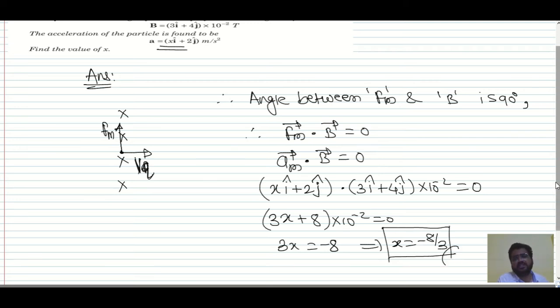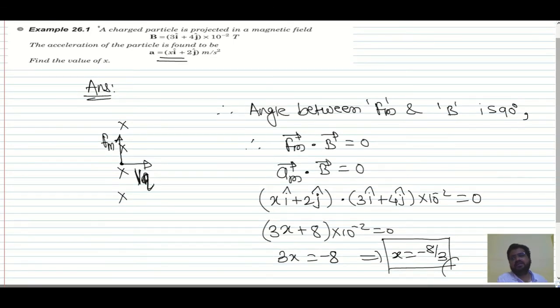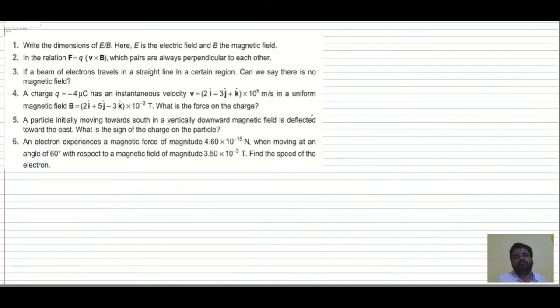So I hope this is clear. Likewise, we have the next problem, and these are some problems that I took. These problems are all very simple. We'll go through them one by one, and within a maximum of 7 to 8 minutes we'll complete this. So the first problem, as you can see: write the dimensions of E by B.